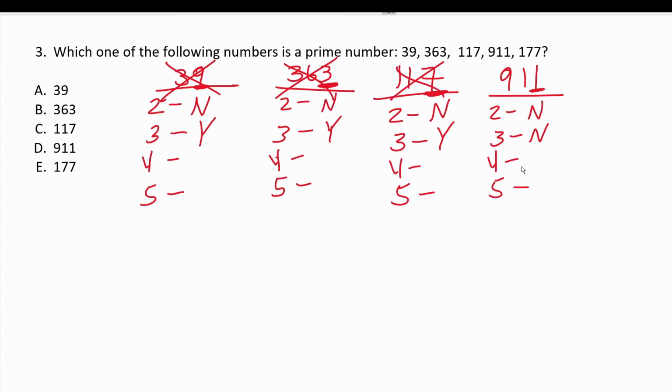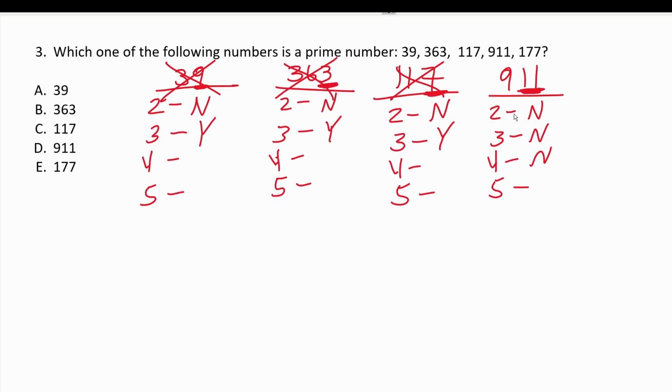To check to see if a number is divisible by 4, we look at the last 2 digits, and if the last 2 digits of a number are divisible by 4, then the number itself is divisible by 4. Is 11 divisible by 4? It's not. Therefore, this number 911 is not divisible by 4.